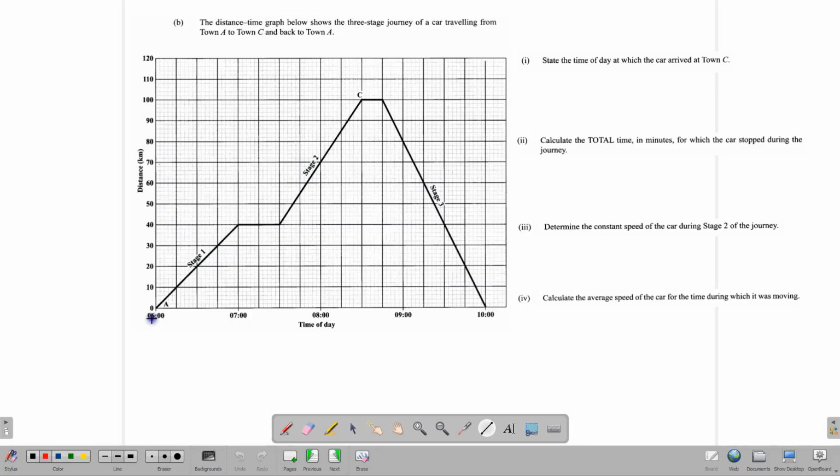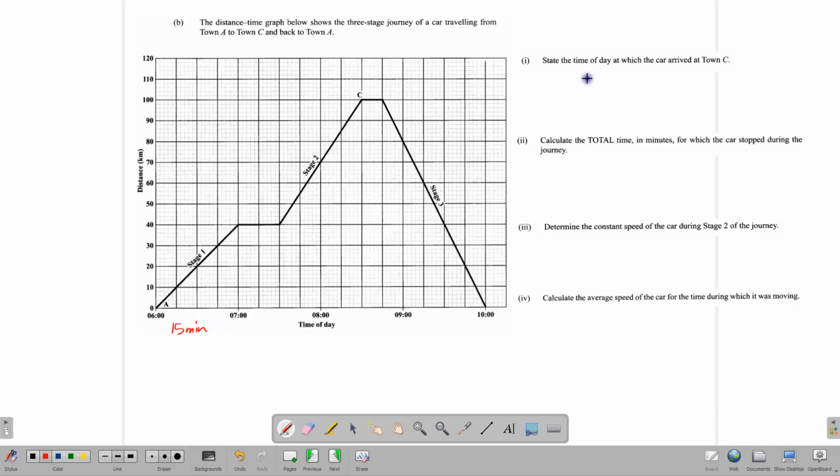But before we do that, let's look at our scale. So on our y-axis, each box represents 10 kilometers, so 1 centimeter to 10 there. And on our x-axis in terms of time, it says time of day. So this is 6, this is 7, that's an hour. So we notice that each of these would represent 4 boxes, so each of these represents 15 minutes. So each centimeter box on this section represents 15 minutes.